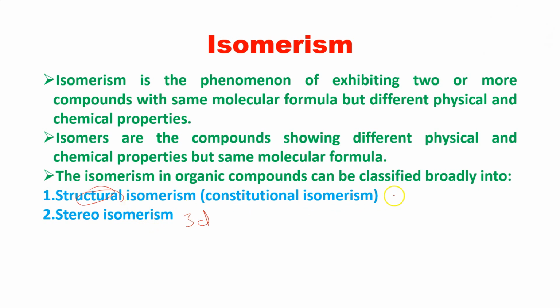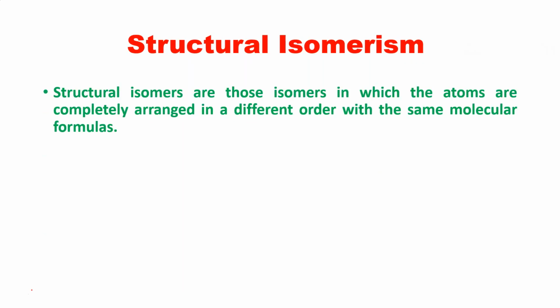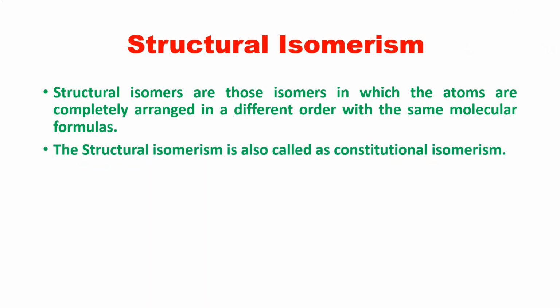Here in structural isomerism the 2D structures are different, meaning on paper we can see the structures are different. In stereoisomerism also the structures are different, but they have to be written in the proper way to see the structures in 3D. Now we'll see the classes of structural isomerism further. Structural isomers are the isomers in which the atoms are arranged in a completely different order with the same molecular formula. Structural isomerism is also called constitutional isomerism.